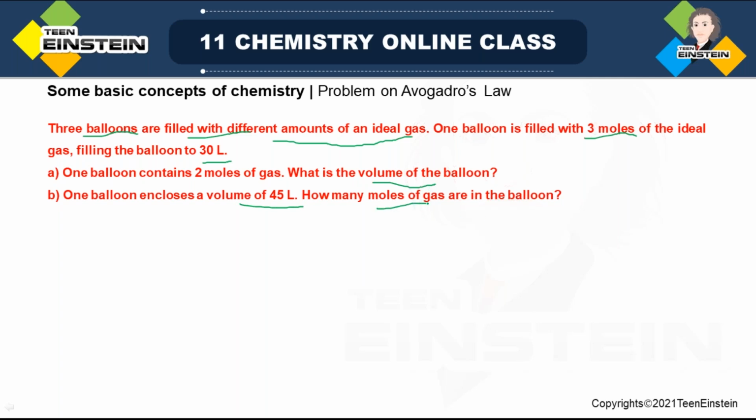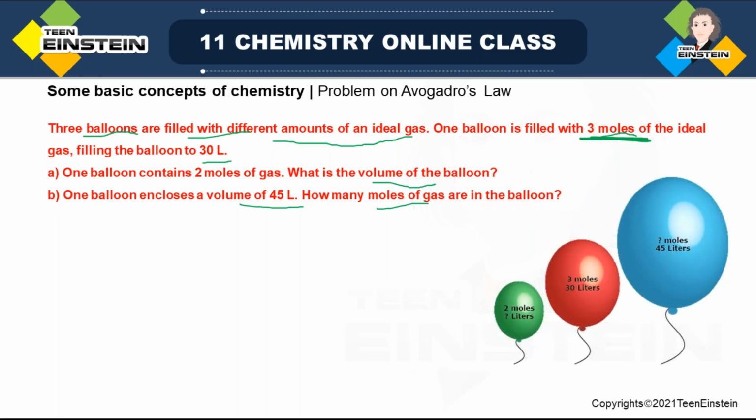So these two questions are reverse. In the first question, that is question A, the mole number is given and you have to find the volume. In the second question, the volume is given and you have to find the moles. And in the question, this information is already given, that is how many moles and what is the corresponding volume.